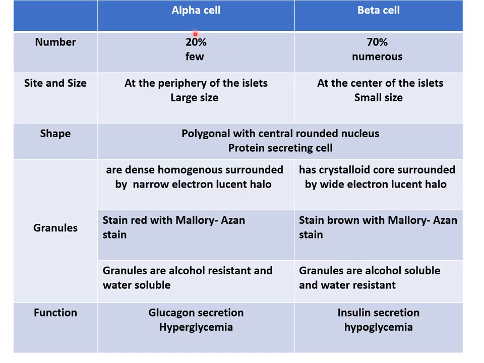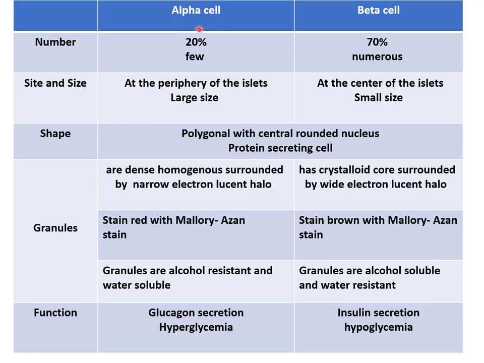We studied that the main cells in the islets of Langerhans are the alpha cells and beta cells. So it's very important to know this comparison between alpha cells and beta cells of islets of Langerhans. The titles of comparison are the number, site and size, shape, the granules inside the cells, and their function.